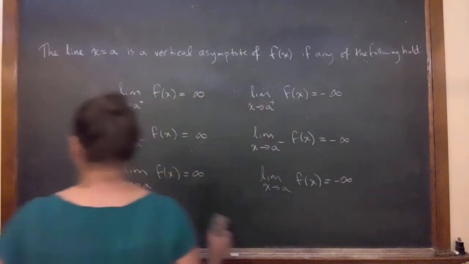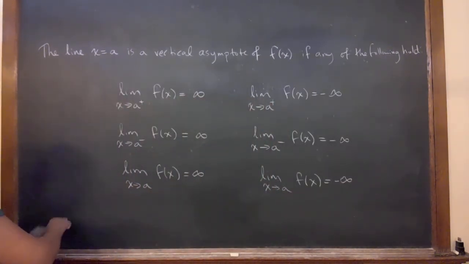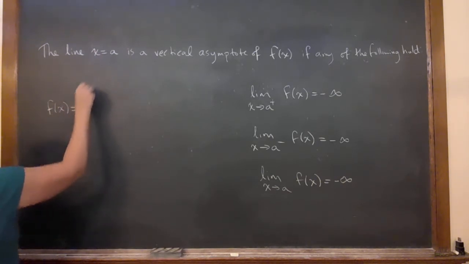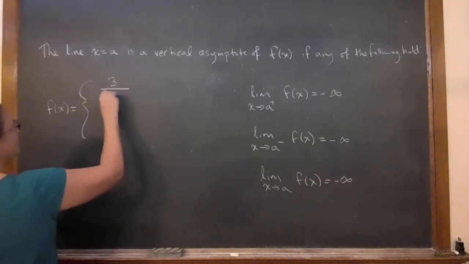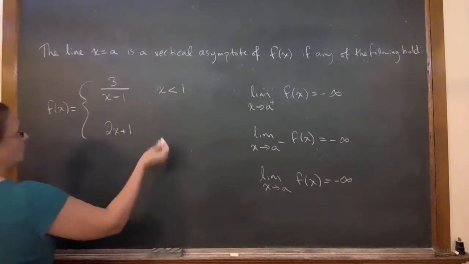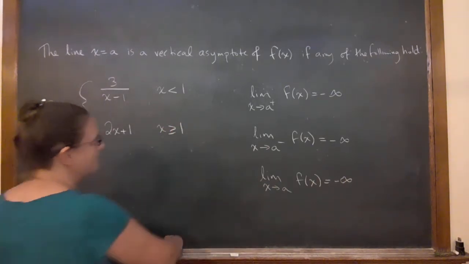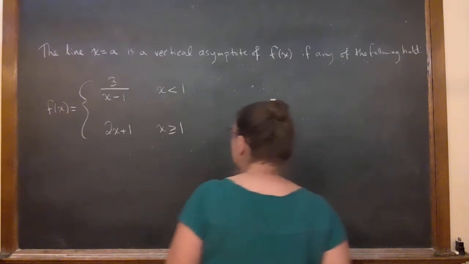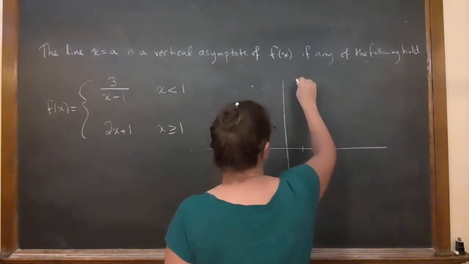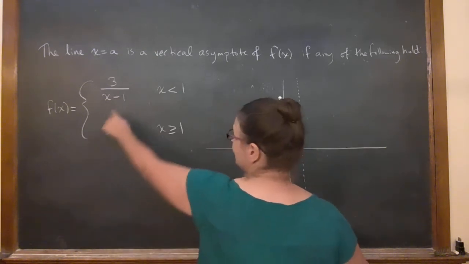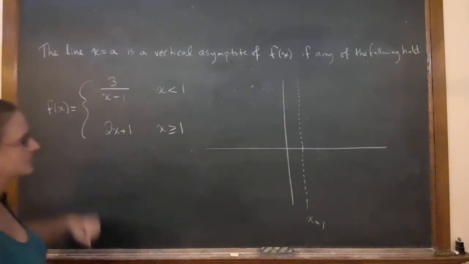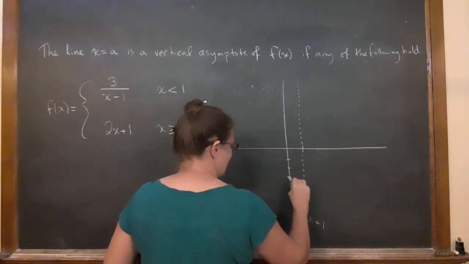So, for example, I'm going to erase this a second. Let's say I'm going to define my piecewise function as 3 over x minus 1 for x less than 1, and 2x plus 1 for x greater than or equal to 1. Okay, so I just made that up, right? If I graph this function, you know this guy's going to blow up, and it's going to blow up negative, right? If I put in x equals 0, I get negative 3, so let's just make that there.